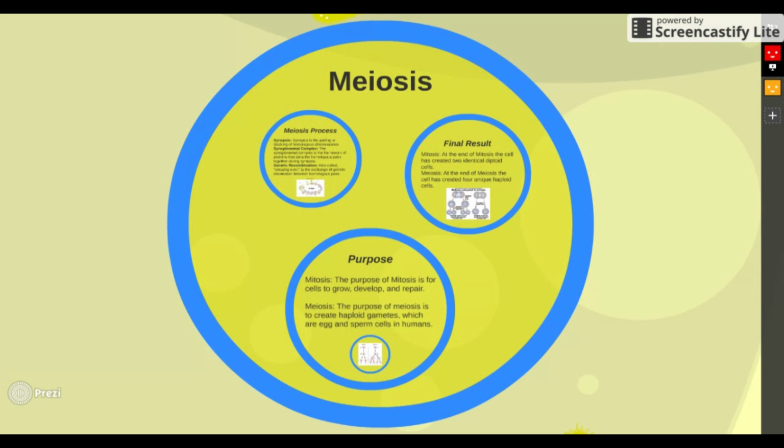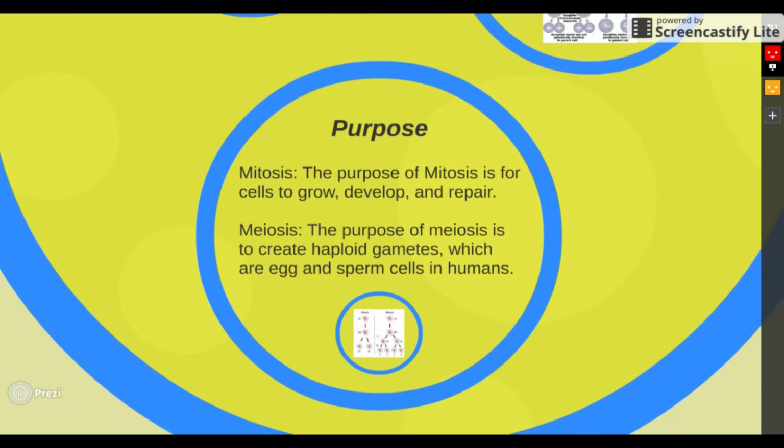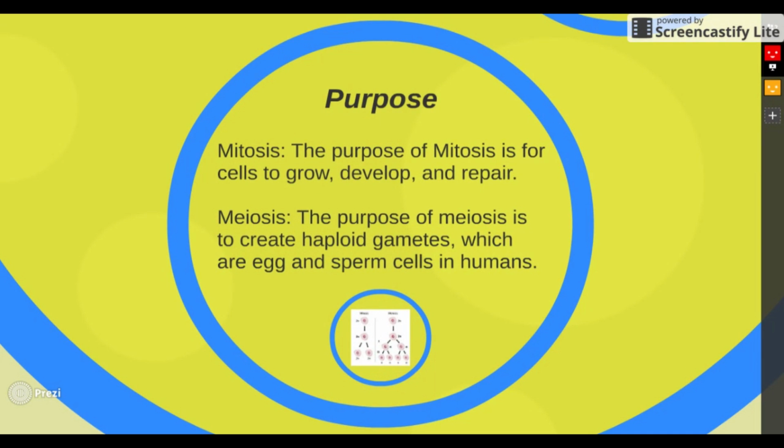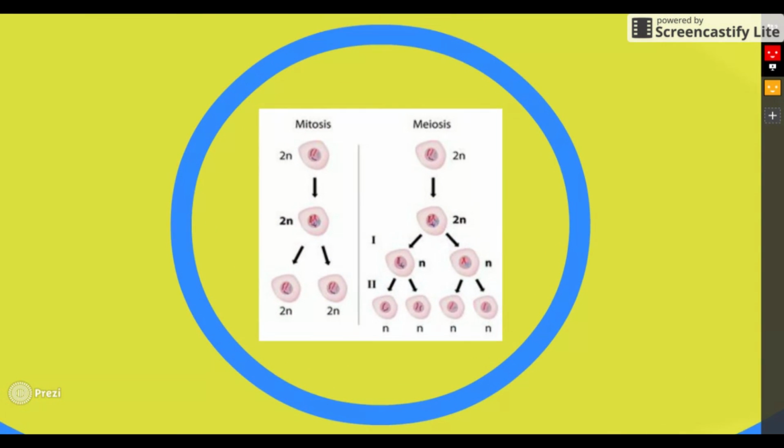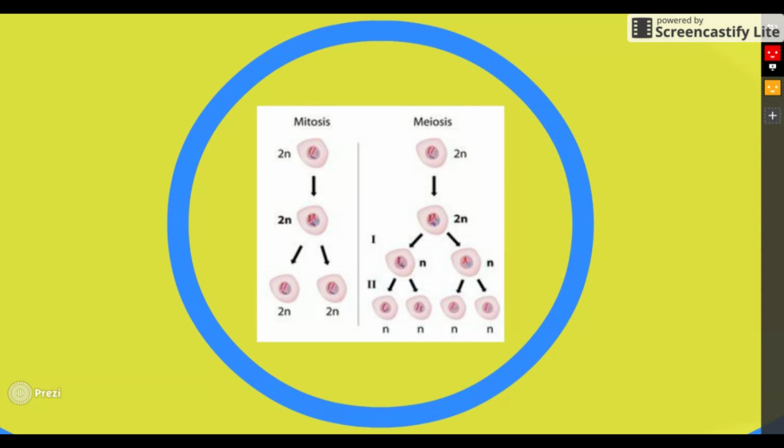Meiosis. The main difference between mitosis and meiosis is their purpose. The purpose of mitosis is to divide the cell so that it can grow, develop, or repair. The purpose of meiosis is to create haploid gametes, which are cells with only half of the chromosomes in their DNA. These cells are egg and sperm cells in humans. Here's a picture showing the contrast between mitosis and meiosis in different cells.